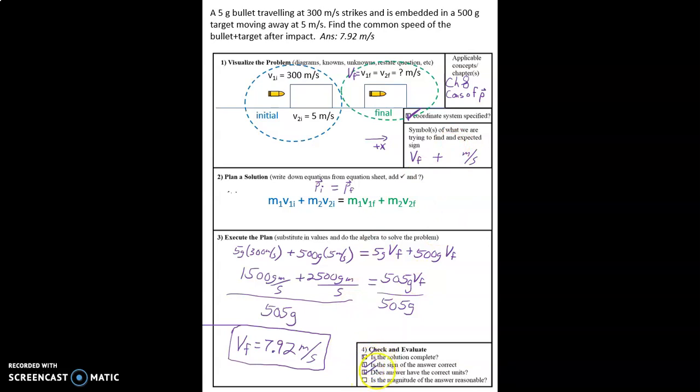We already talked about the units. Is the magnitude of the answer reasonable? So we had an initial speed. This block was moving at 5 meters per second, and it got hit from behind, so it makes sense that it's going to speed up. However, it doesn't speed up by a lot because the block, or target as they call it, is so much more massive than the bullet. So that absolutely makes sense. That's all there is to that one.